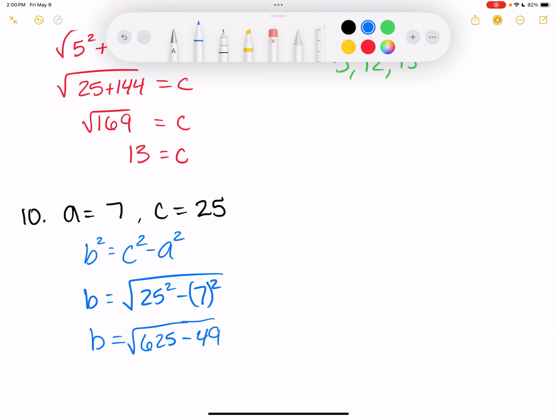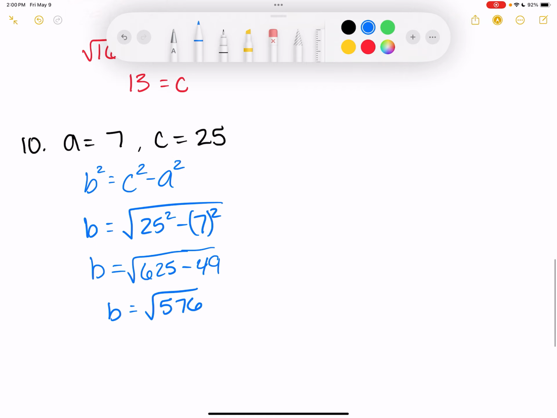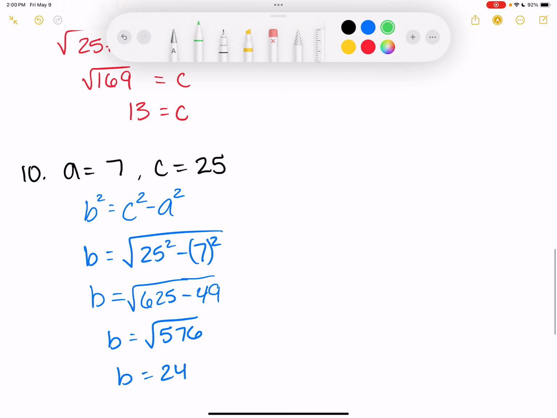Trying to speed this process up. Which is the square root of 576. Is that a perfect square? Yes, probably. It is 24. This is also a Pythagorean triple.